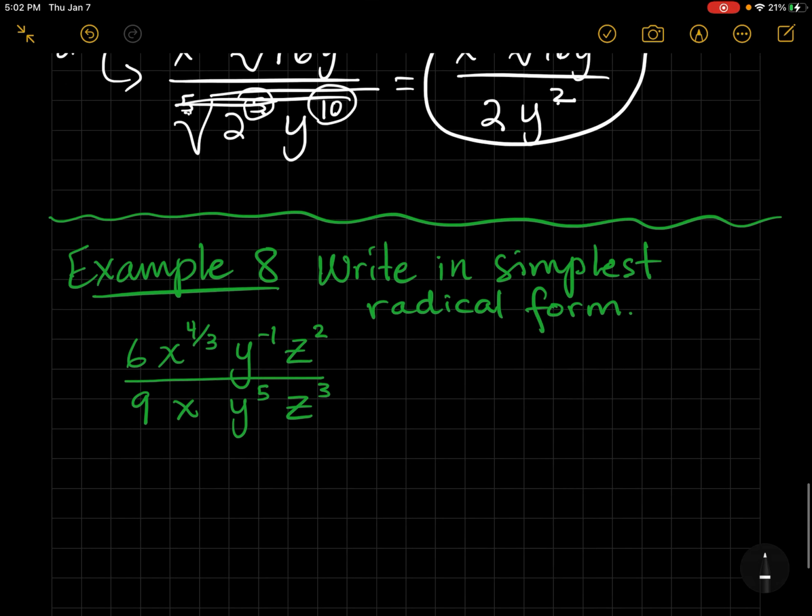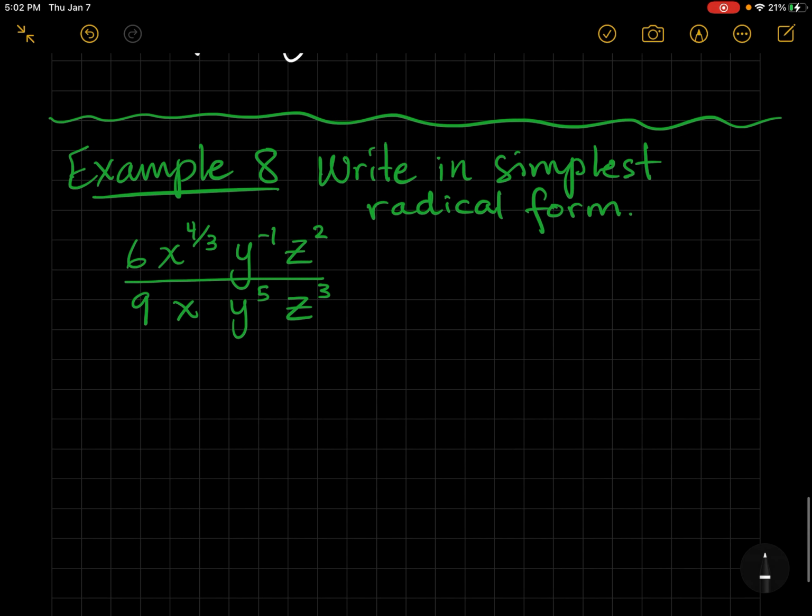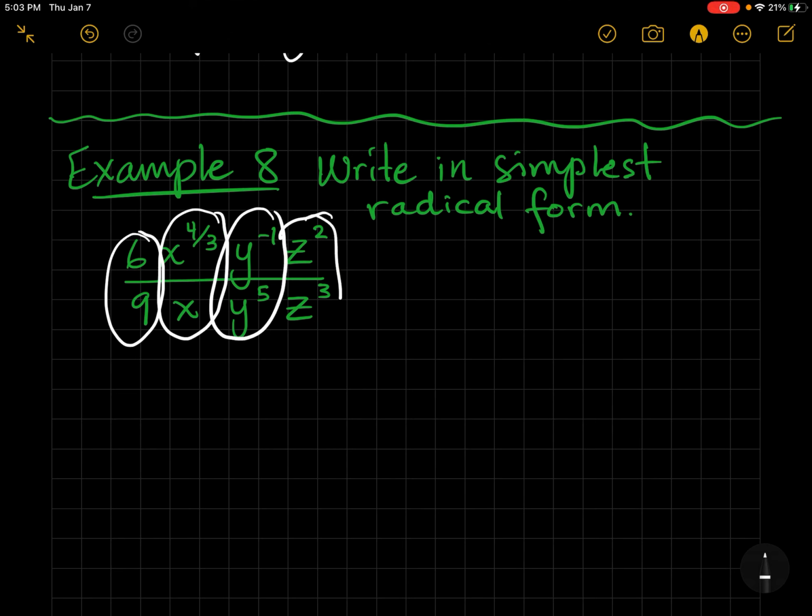Alrighty, last example. I know we've been working hard today. We're going to write in simplest radical form. Now, we have a lot going on. We've got fractions, we've got negatives, everything. What I'm going to do is treat this like different problems. I'm going to work with the numbers. I'm going to work with the x's. I'm going to work with the y's and the z's.